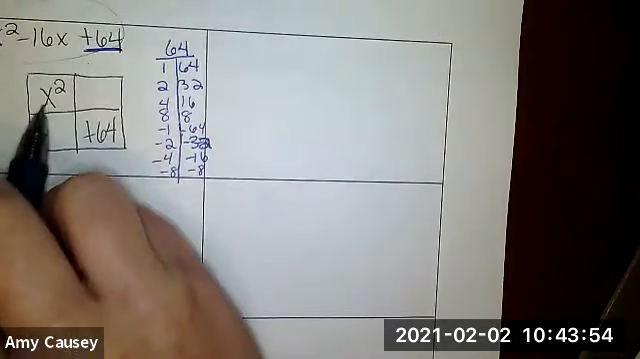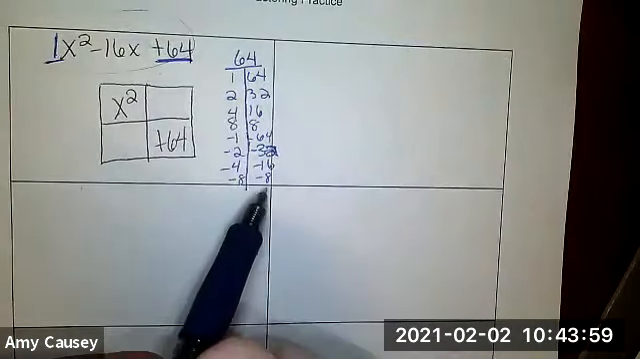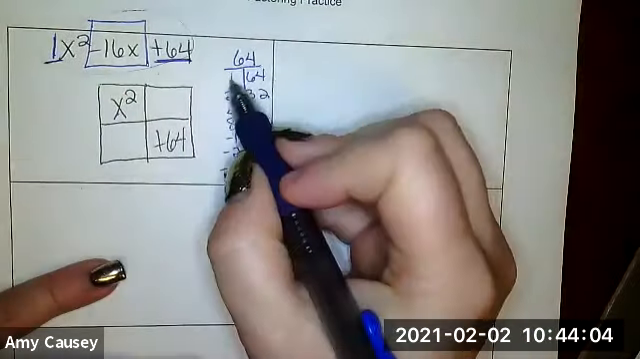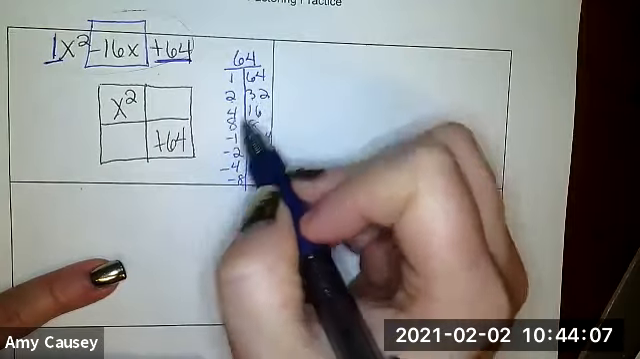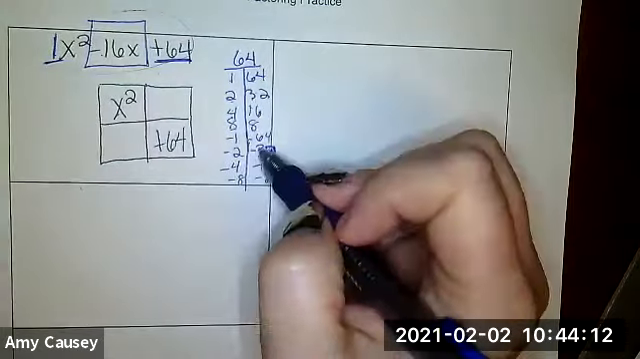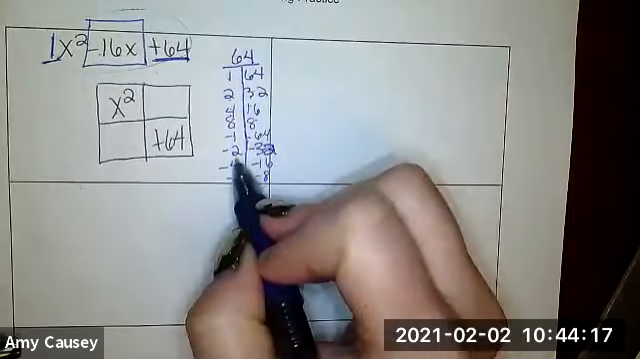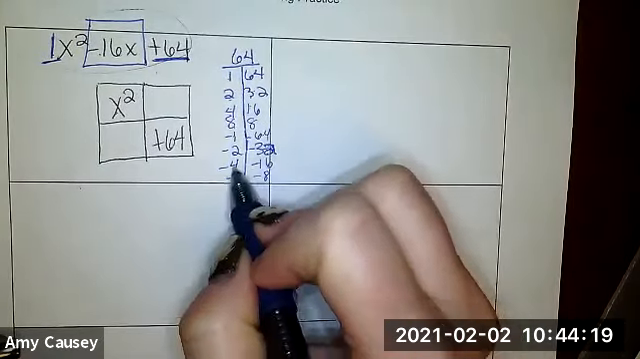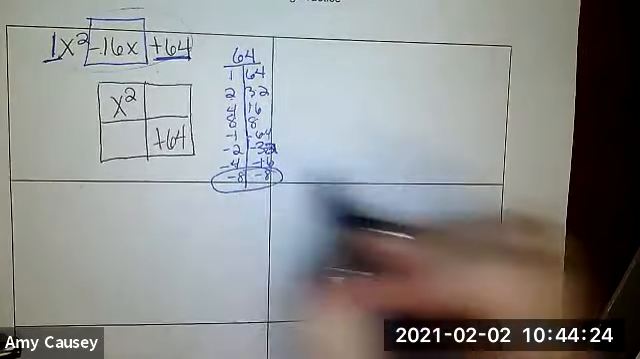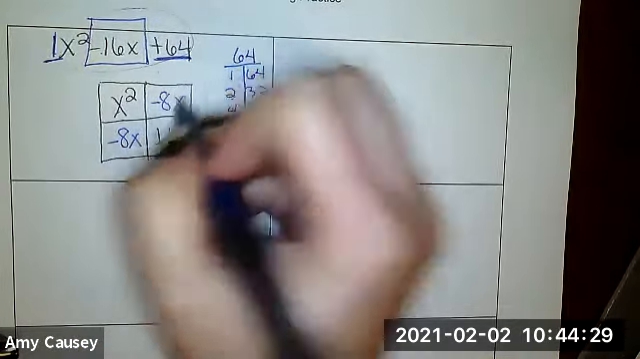So first term in the first box, last term in the last box, A times C, make a factor tree. I need to find what adds to the middle. Not this, that's 65, not this. None of these would add up to give me a negative. So I'm going to go into my negative section. This doesn't add to give -16. This doesn't add to get -16. This won't add to get -16, but these two do.